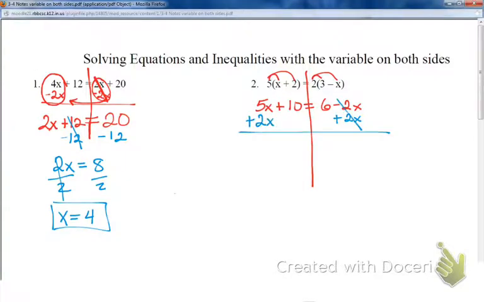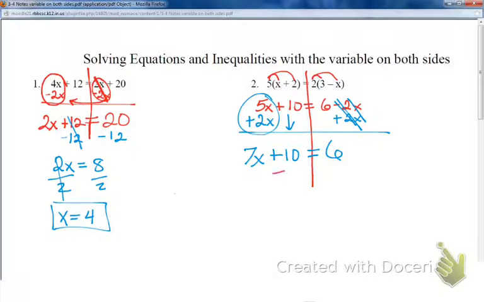Again, negative 2x plus 2x cancels out or becomes 0, leaving me with just 6 on the right side. On the left side I have 5x plus 2x, which is 7x. My plus 10 just drops down. And again, I have a simple two-step equation, which we learned to solve in the last section.